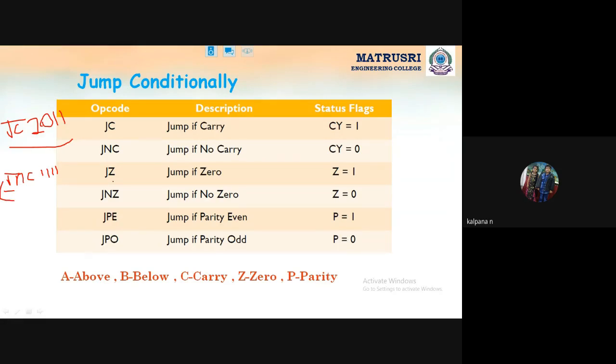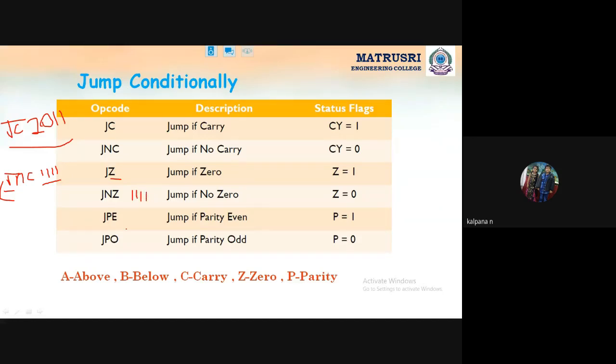Next instruction is JZ. JZ checks whether the zero flag is set or not. If the zero flag is set, meaning the answer is all zeros, it will jump to the specified memory location. Otherwise, it will continue the sequence of the program. Next, JNZ means no zero. Zero flag equal to 0 means the answer is not 0, then it will jump to the specified address location, which we specify here itself: JNZ 4111.